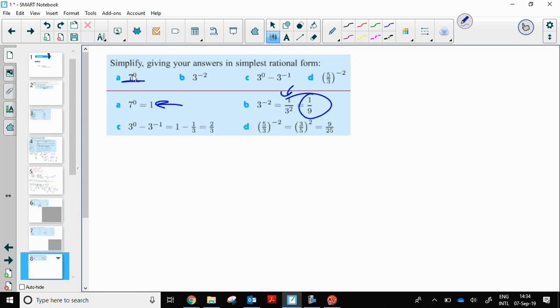Amazing. We have 3 to the power of 0, which is just 1, minus 3 to the power of negative 1, which is the same as 1 over 3 to the 1, or 1/3. So we have 1 minus 1/3. That's 2/3. And finally, 5/3 to the negative 2 is the same thing as 3/5 to the positive 2. And then we square both of those numbers to get 9/25.